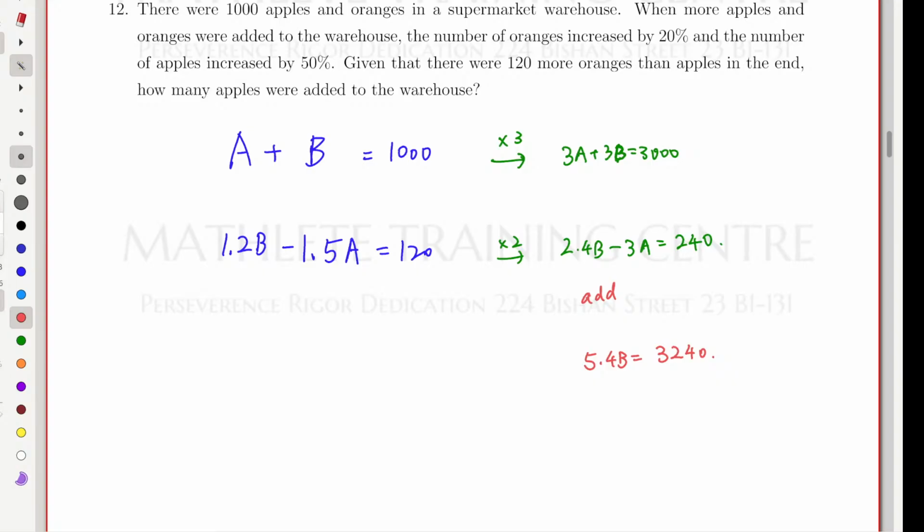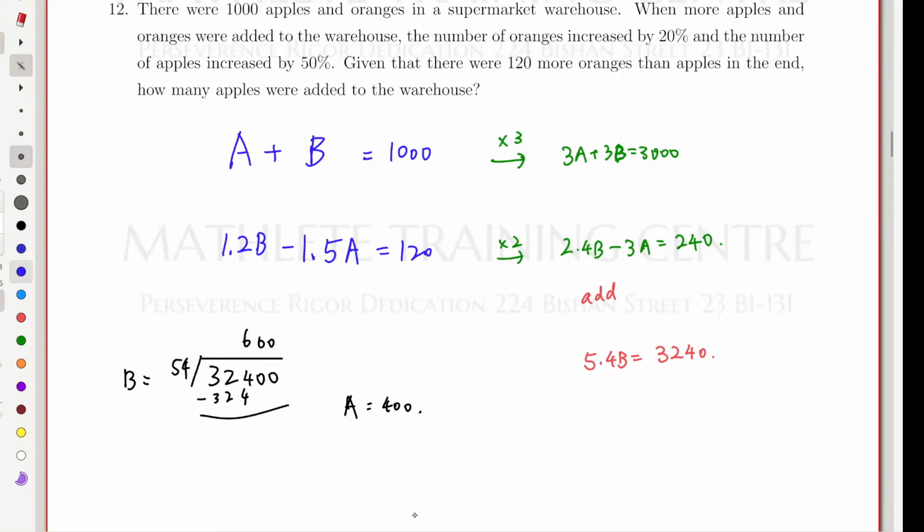So to find B, what do we do? To find B, we just do 3240 divided by 5.4. Now we can say the same thing if I do 32400 divided by 54. It's the same division as 3240 divided by 5.4. So here we realize that exactly 6 times 54 will give you 324. So actually this is exactly 600. Okay, so we know that B equals 600. So A will be equal to 400.